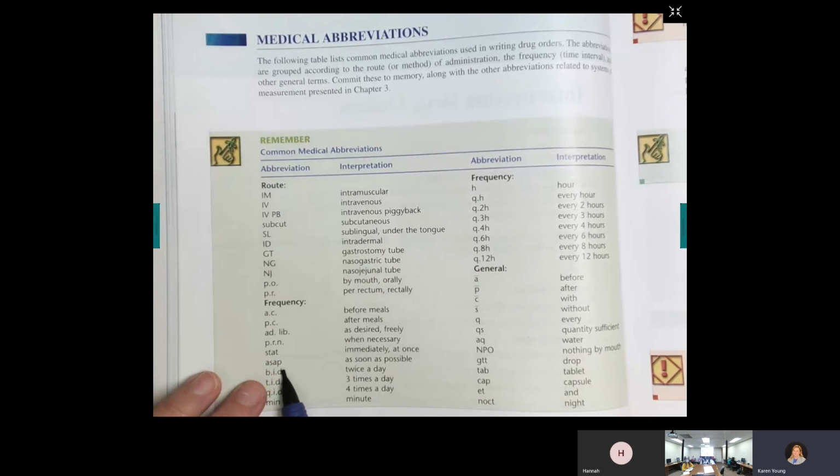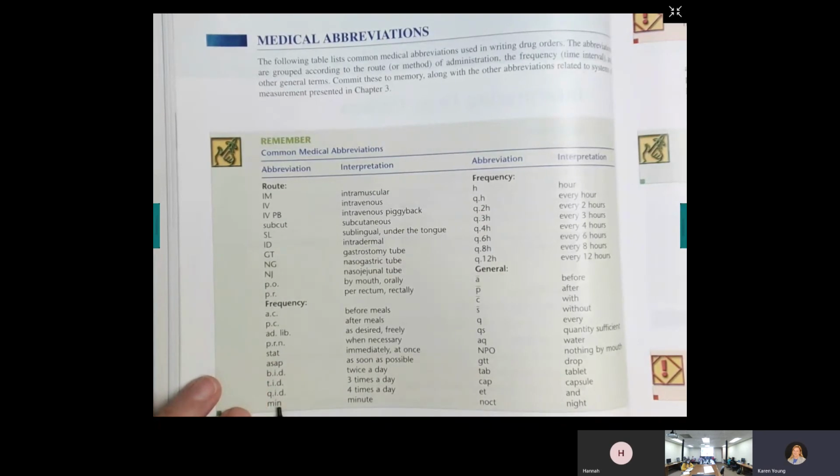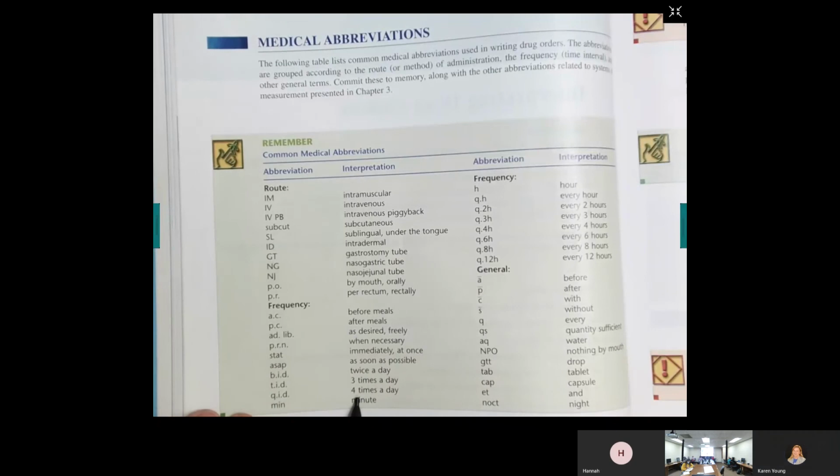ASAP is as soon as you can also, but it's more of a don't stop what you're doing and get it. The STAT is stop what you're doing and do it. The BID is twice daily. TID is 3 times a day. QID is 4 times a day.